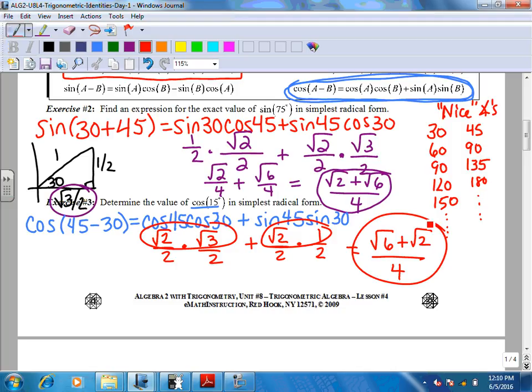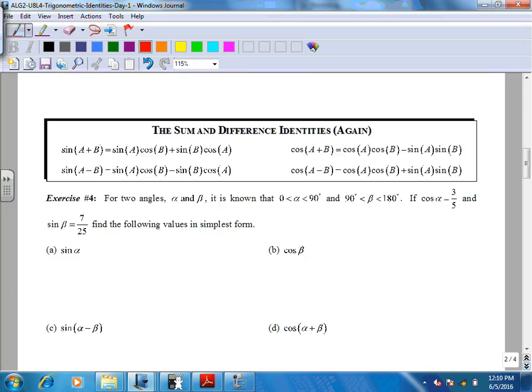Let's look at number 4 on the back. So now it says for two angles, alpha and beta, it is known that alpha is between 0 and 90, so alpha is in the first quadrant. Beta is between 90 and 180, so that's in the second quadrant. And then they give you cosine alpha, mine looks like a negative, but that's an equal sign, and sine beta. Find the following values in simplest form.